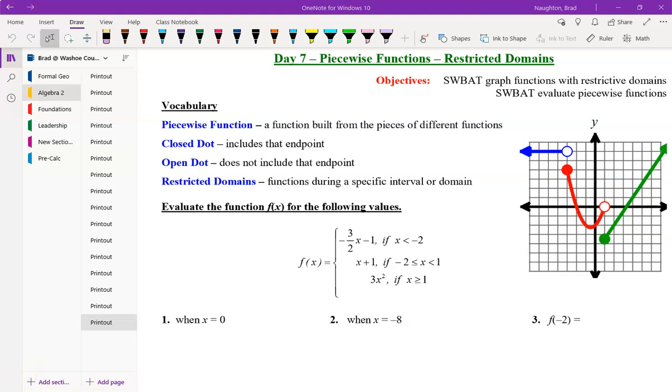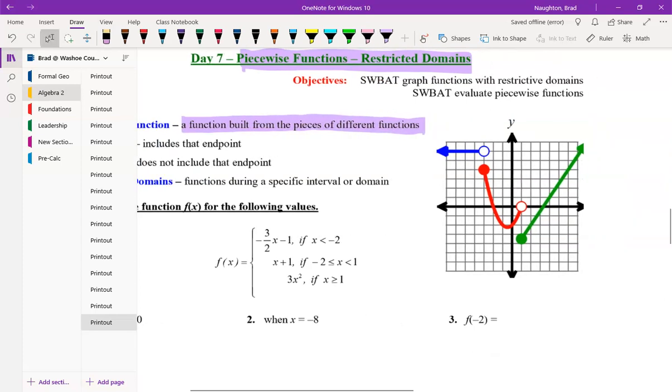Naughton. We are going to do some piecewise functions today. We're going to spend 2 videos on piecewise functions. Today, we're going to call it restricted domains because we are going to be looking at one function, but rather than the whole thing, we're going to be looking at just a piece of it. So let's first talk about a piecewise function in general. It's a function built from the pieces of different functions.